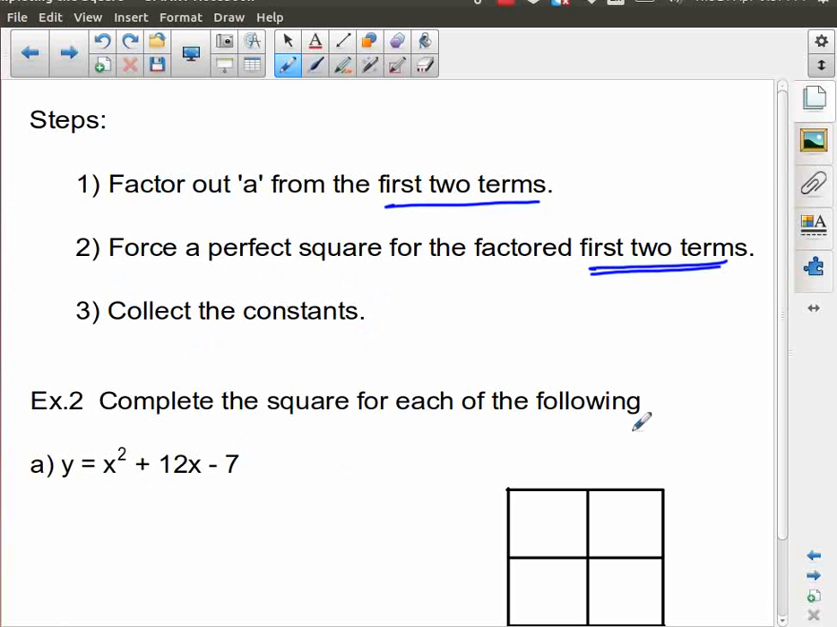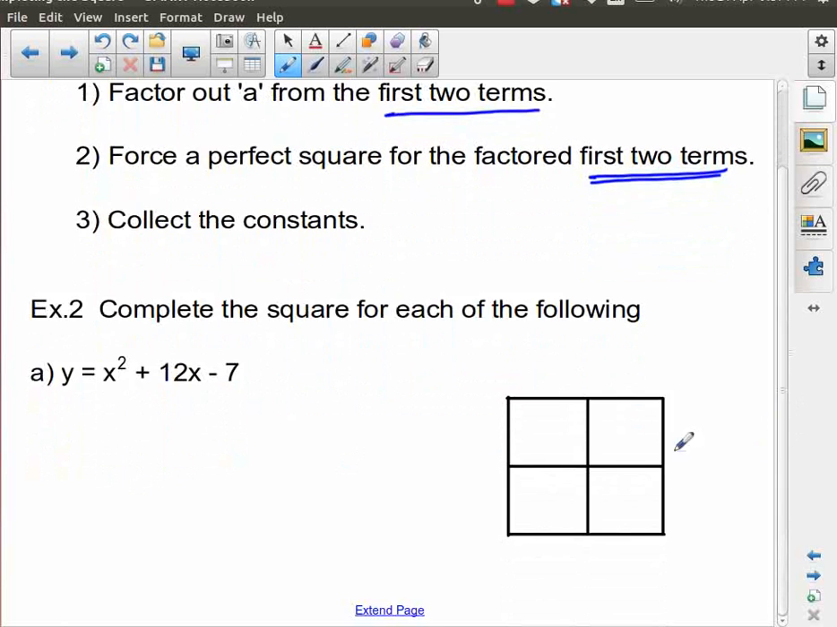For a simple trinomial, this is quite straightforward. So to complete the square, factor out an a from the first two terms. I don't need to do that, that step is not necessary here because my first term just has a 1 in front. Force a perfect square for the first two terms. Now I'm going to show that over here with an area model, what that might look like, and also I'm going to just do this algebraically. I'm going to do both. So I'll start by doing this one algebraically.